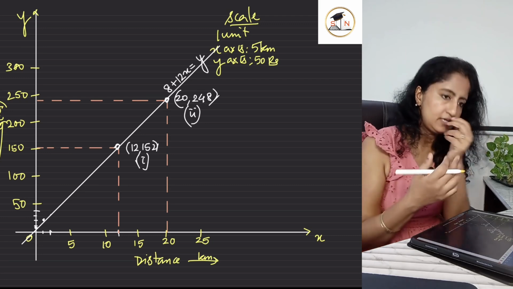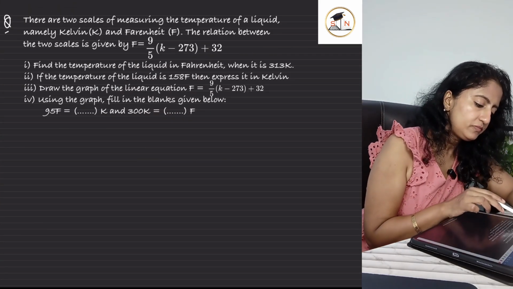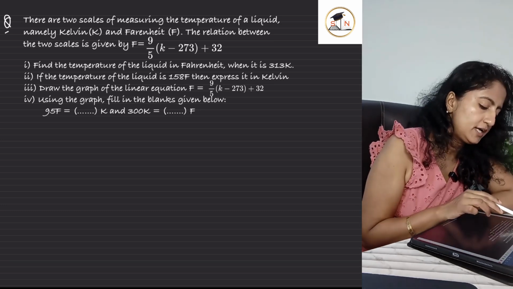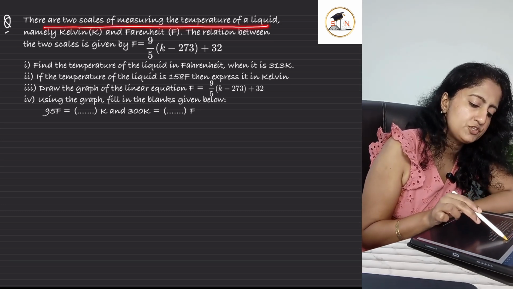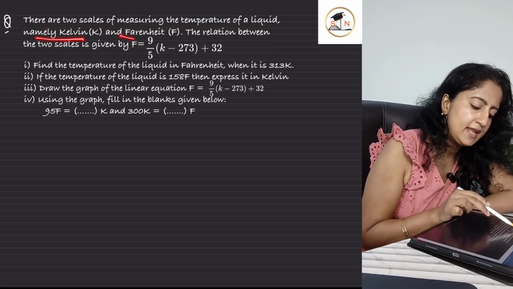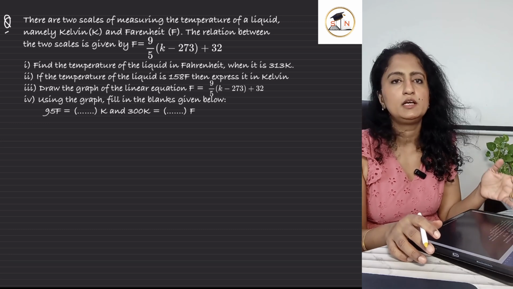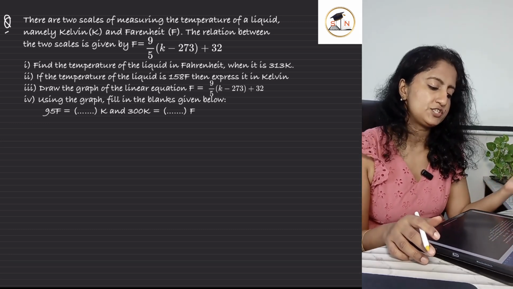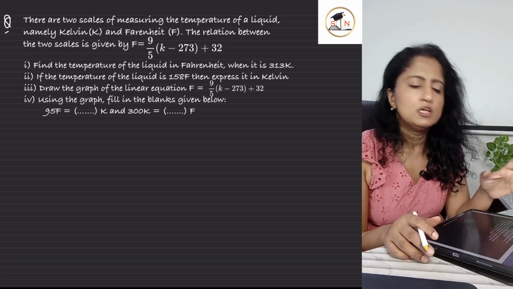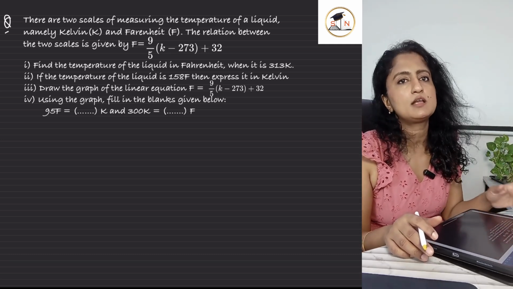Okay, now we are done with this question. So let's move on to the next question. Okay, अब ये क्वेश्चन क्या कह रहा है? This question says there are two scales of measuring the temperature of a liquid, namely Kelvin and Fahrenheit. This question is with respect to Kelvin and Fahrenheit. But if you see books, you will find a question with respect to Celsius and Fahrenheit as well. So थोड़ा सा फर्क है दोनों क्वेश्चन में, but overall conceptually they are the same.